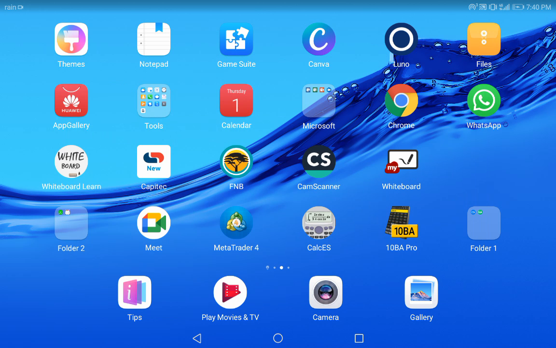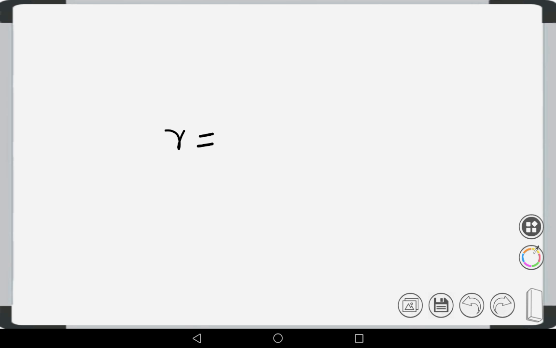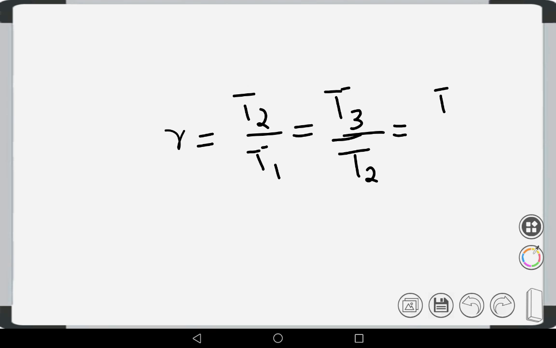In order for us to get the r, we have to say our r is t2 divided by t1, which is the same as t3 divided by t2, and the same as tn divided by tn minus 1. So this is the way you can get the r when you have the sequence.